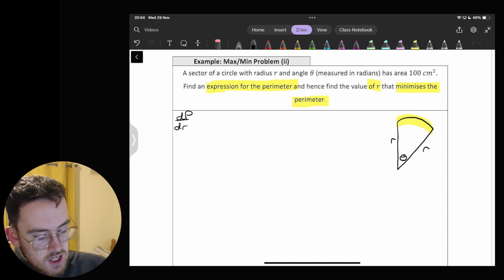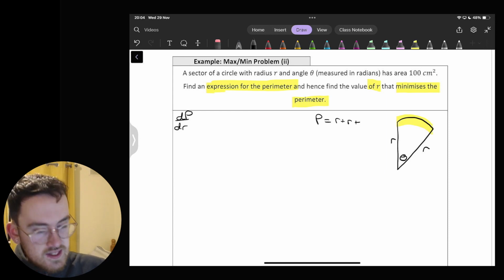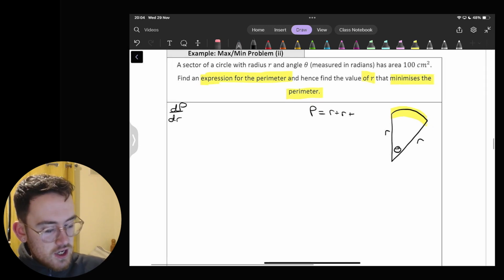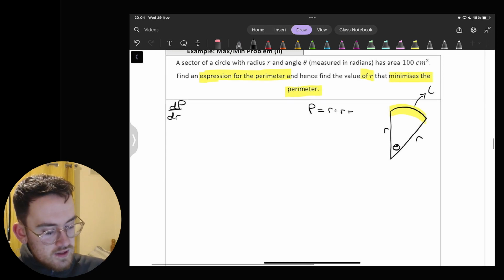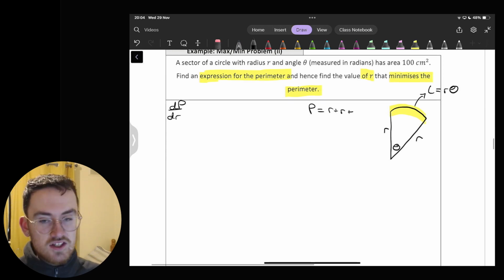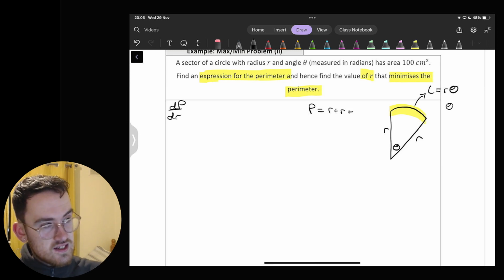At the minute, my perimeter would be equal to 2r plus this yellow part here. Now the yellow part here is an arc. It's an arc for my sector, and we should hopefully remember that the length of an arc, if my angle is in radians, is just r theta. Okay, where theta is in radians.